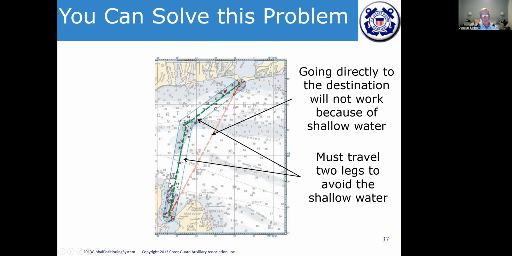When we get to that point, then we are plotting where we're going to go into this harbor. So that's the best way to get 2 legs to avoid shallow water.